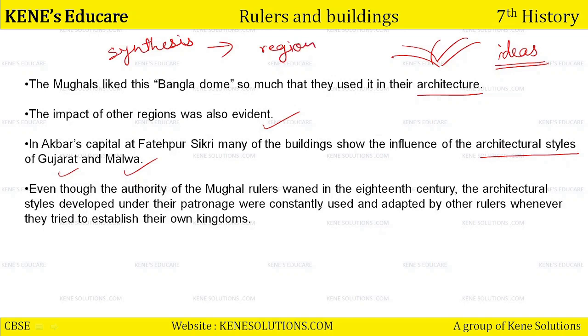Even though the authority of the Mughal rulers waned in the 18th century, the architectural styles developed under their patronage were constantly used and adapted by other rulers as well whenever they tried to establish their own kingdoms. In the Maratha region maybe we see various architectural styles inspired by Mughal architecture. In the Deccan Sultanate also we see various styles inspired from Mughal architecture. In the Chola region also, the modern Chola region, we see various styles which are a synthesis of the Dravidian as well as the architectural and Persian style.